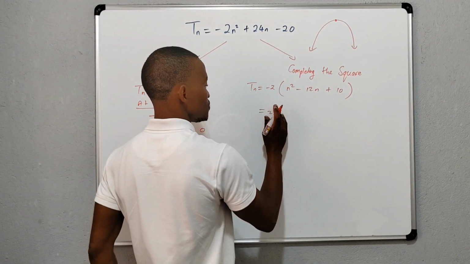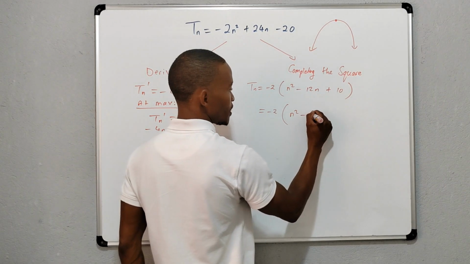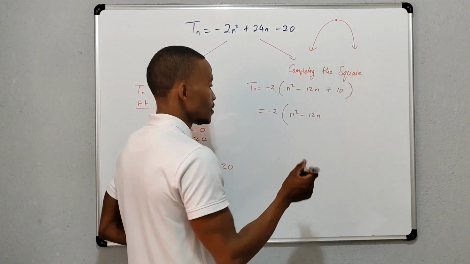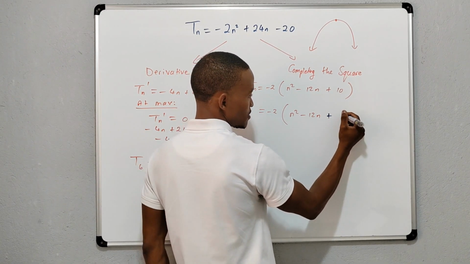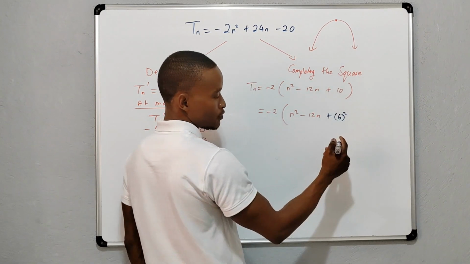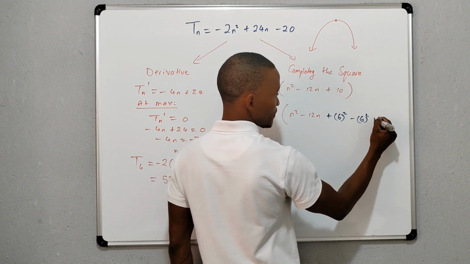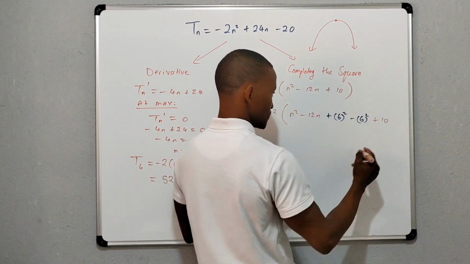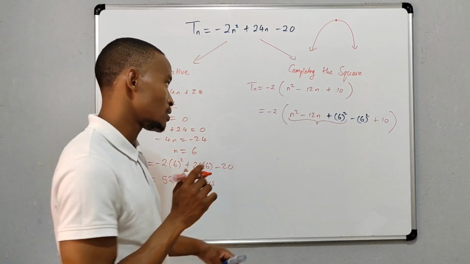So we have a negative 2, n squared minus 12n. We add and subtract half of the square of the coefficient of the middle term. Okay, so half of 12 is 6. So actually you can take the sign, but it doesn't matter because the square of negative numbers is positive. So that's fine. Plus 10. Okay, so there we are. This square now is complete. All the 3 terms are there.